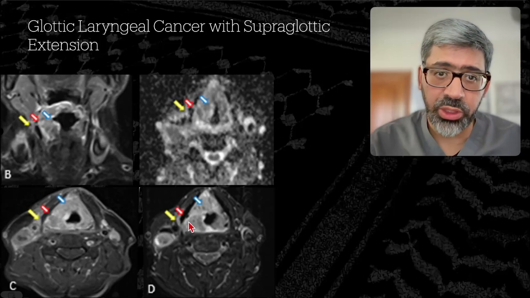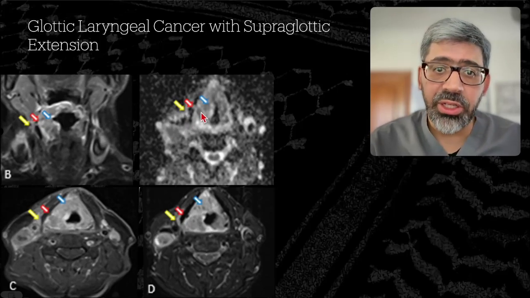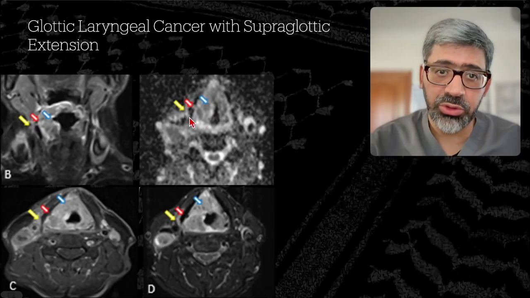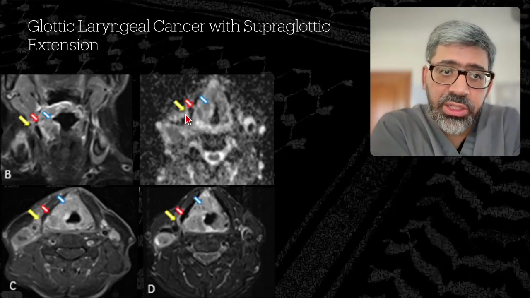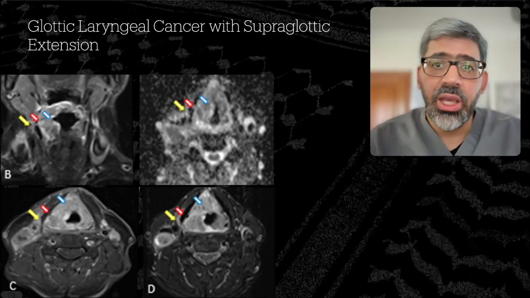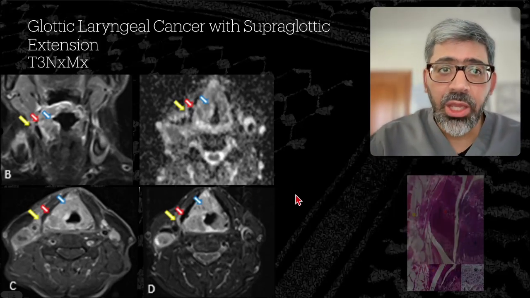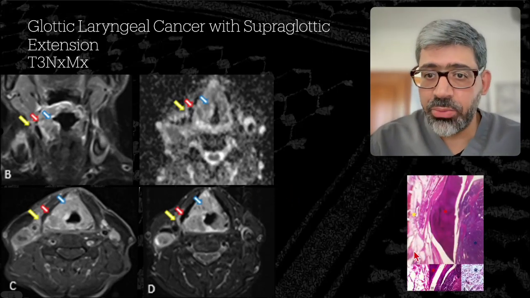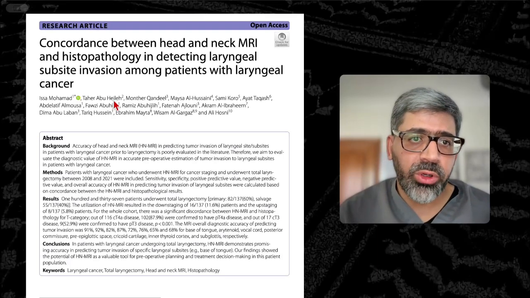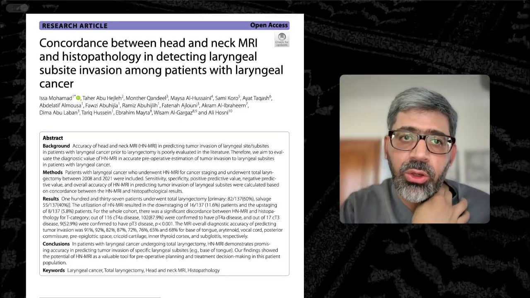maybe a touch more intense, but it looked a little bit different on diffusion. On the ADC, the mass looks diffusion restricted. The lesion external to the thyroid cartilage does not look as diffusion restricted, and this was negative for thyroid cartilage invasion on pathology.